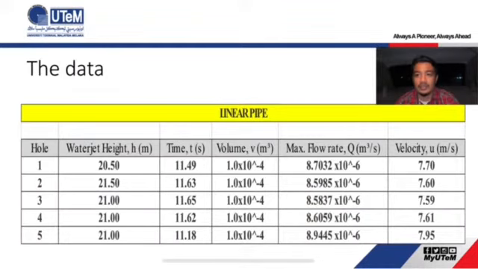This is the data that we get from our straight line configuration experiment, that is hole 1, hole 2, hole 3, hole 4 and hole 5.